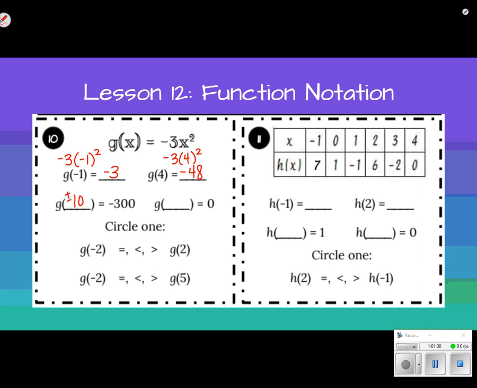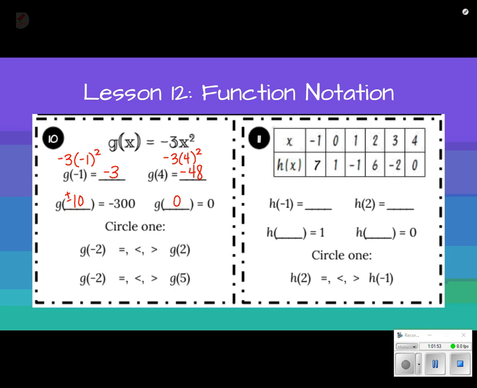Alright, let's do the same thing. Negative 3x squared equals 0. I'm going to divide by negative 3. What number squared equals 0? The only number I know squared is 0. So if I plug in a 0, do I get 0 into my equation? Absolutely.